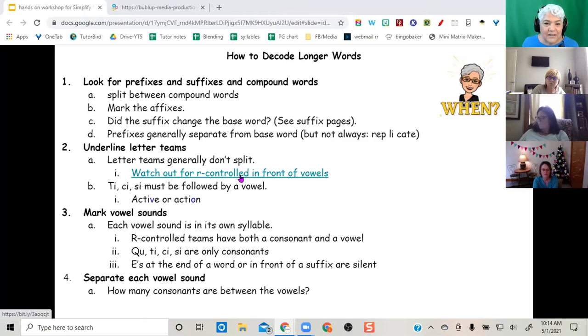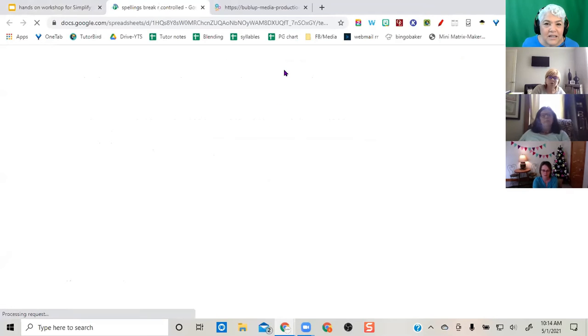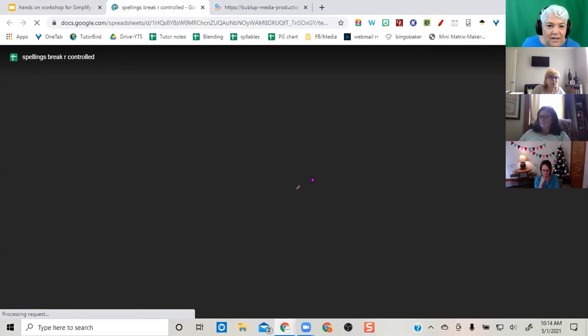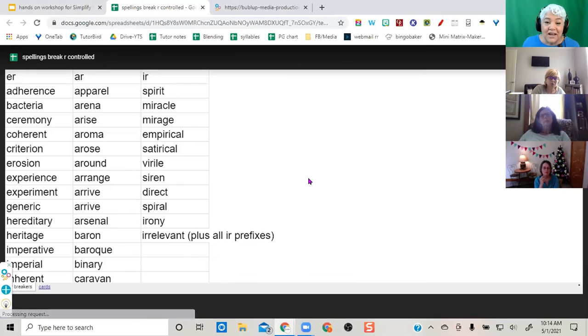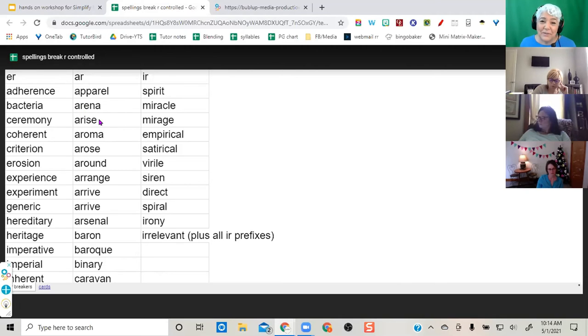And I have a list here of some of the common ones that you can look at where it is not R controlled. It's not a AR, ER, OR. So like in the word miracle, it's not mir-acle, and it's not R-ena. So if the R is between 2 vowels, sometimes instead of sticking to the first vowel, sometimes it goes with the second vowel. He's fickle.